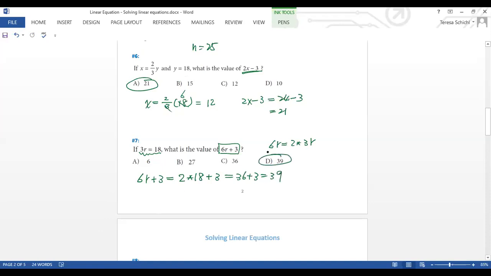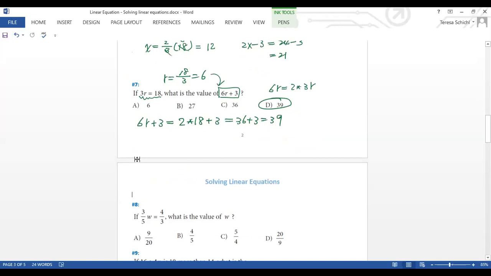So it's this answer. You don't have to say r is equal to 18 divided by 3, which is 6, and then substitute here. Of course, you can do that. But if you spot the 3r and the 6r, 6r is 2 times 3r, so you directly just say 2 times 18 plus 3. So you will get an answer a lot faster here.